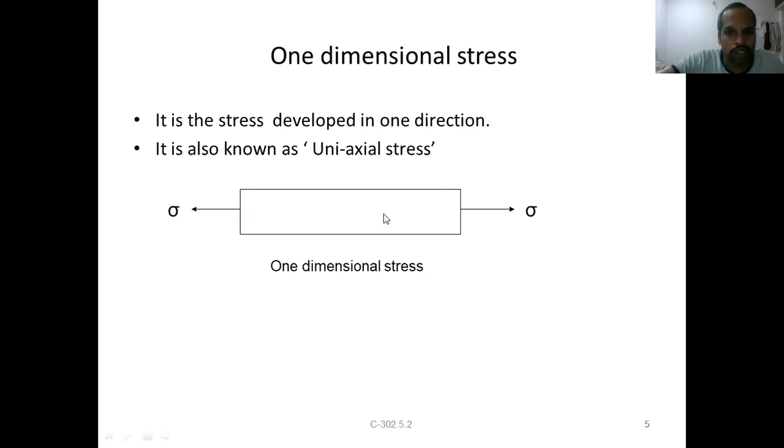Now see this one. Along its length, a force is acting toward both sides. It is sigma only along the one direction, only this phase. Understood? Only one direction means only one phase, not here, not here, or here. It is only along one plane. We can simply say only one plane.